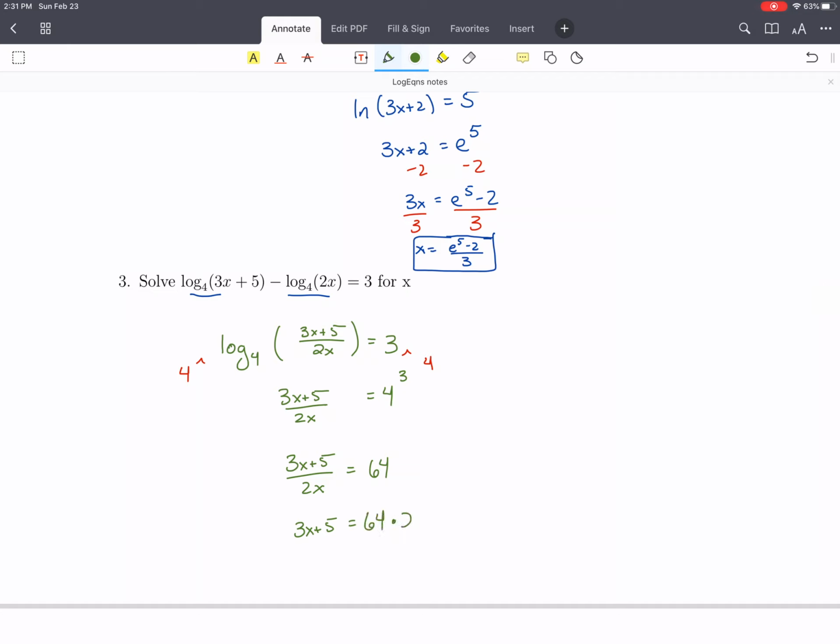I multiply both sides by 2x. This is a rational equation. So I get 3x plus 5 is equal to 128x. Subtract 5 from both sides. Actually, that's not what I would want to do. I would want to subtract 3x from both sides. 5 is equal to 125x. And so x is equal to 5 over 125, or 1/25.